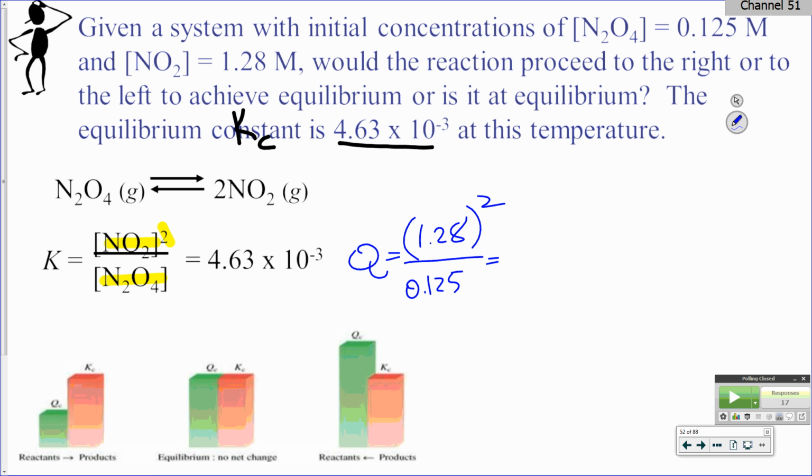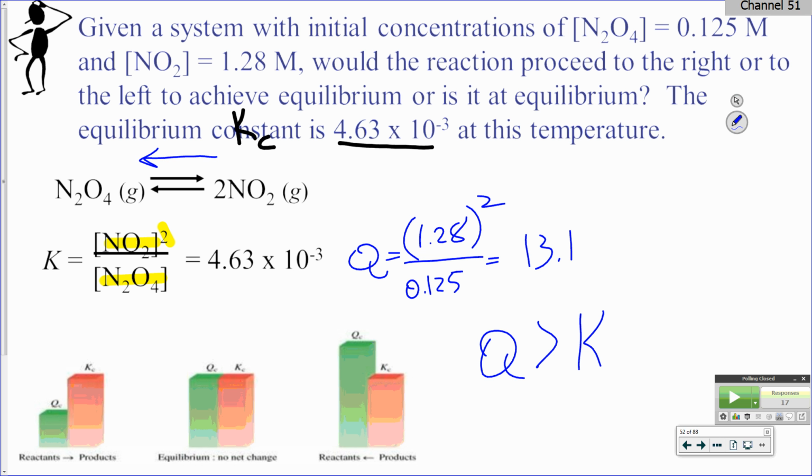It's 13.1. So 13.1 tells me that Q is now larger than K. So which way is it going to run? It's going to have to run in the reverse direction.